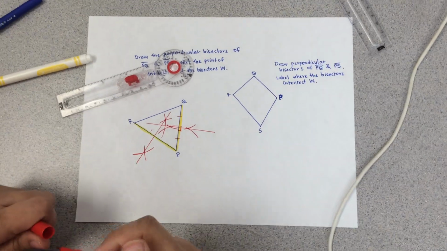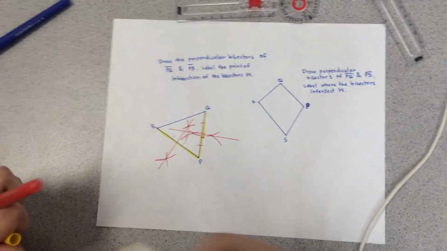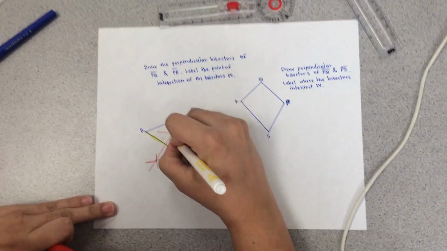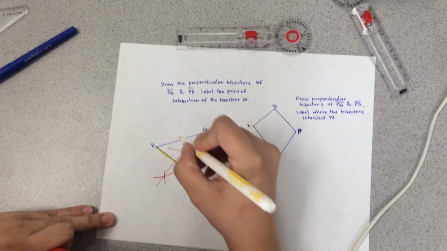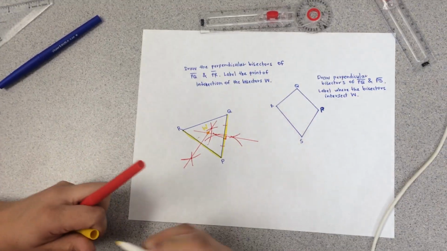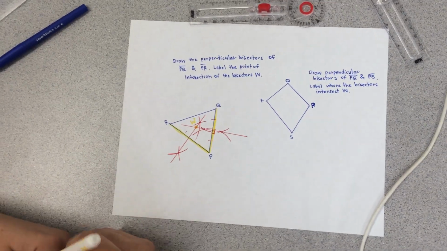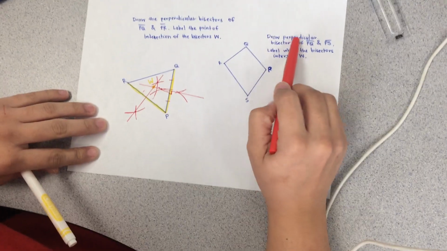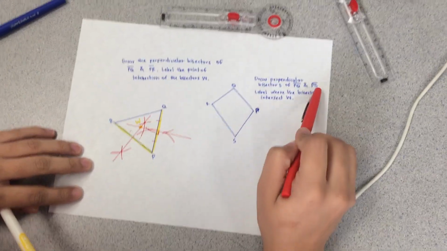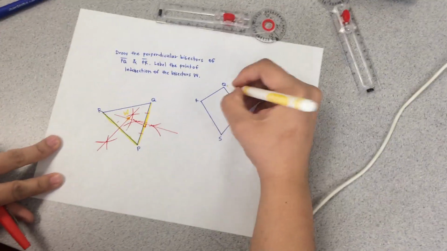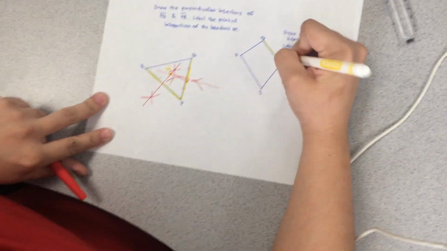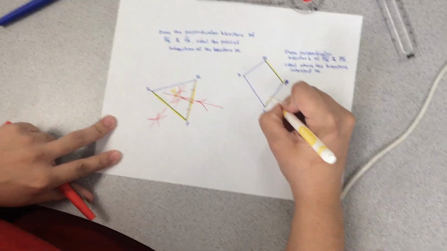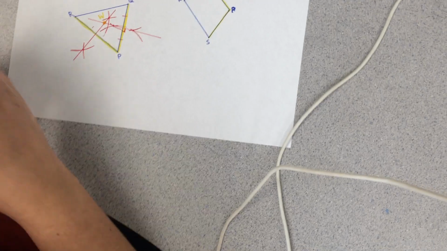All right. Now the last instruction they give me is to label the point of intersection of the bisectors W. So right here, I have another intersection. I'm going to label this W. All right. Again, on this side, we have a perpendicular. We need to draw a perpendicular bisector of PQ and PS. So I'm looking at this line. I need to create a perpendicular bisector, and this one I need to create a perpendicular bisector.